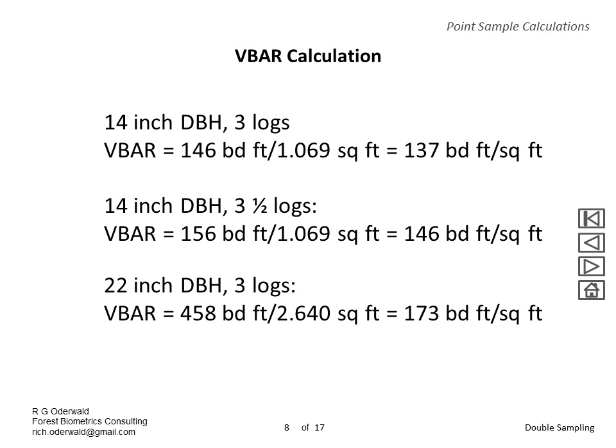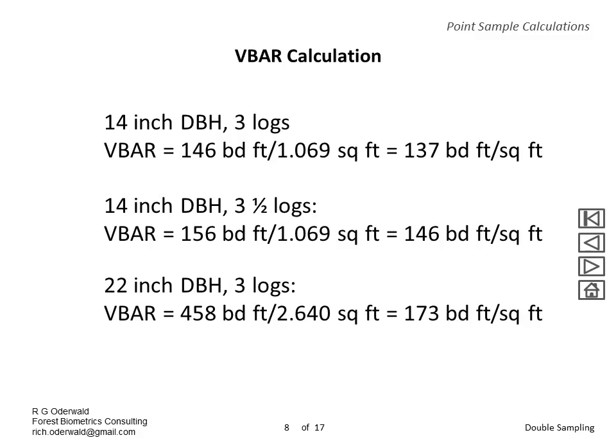Step 4. Calculate and enter the volume basal area ratio for each tree. For the 14-inch 3-log tree, the V-bar is 146 divided by 1.069 square feet, for 137 board feet per square foot. For the 14-inch 3.5 log tree, the V-bar is 156 divided by 1.069 square feet, which is equal to 146 board feet per square foot.